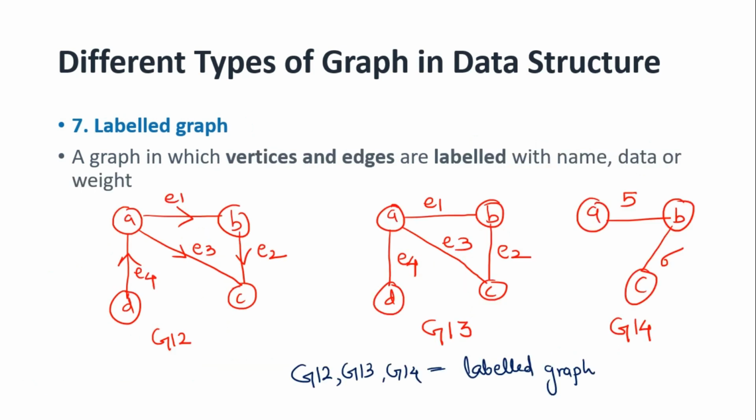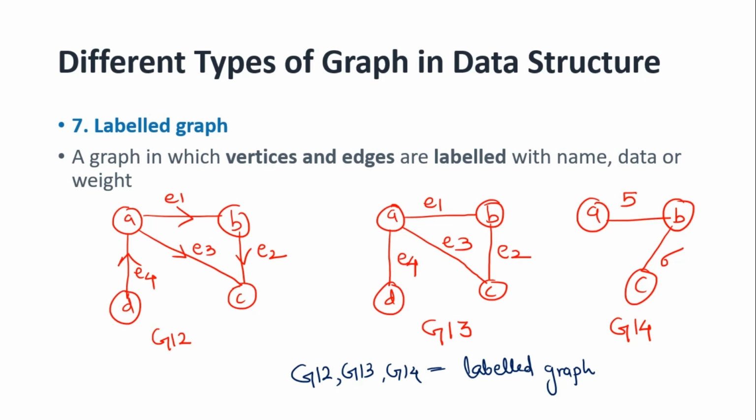What if on your edges, whether or not you have edge direction, you have some labels, some names, values or anything? Then such a kind of graph will be called a labeled graph. Here I have a directed graph with labeling on the edges. Here I have an undirected graph with labeling on the edges, and here I have an undirected graph with labeling on the edges as numbers. Instead of names or data, I have numbers on the edges.